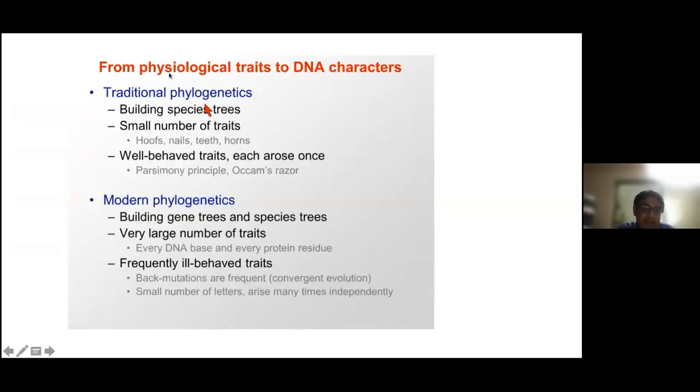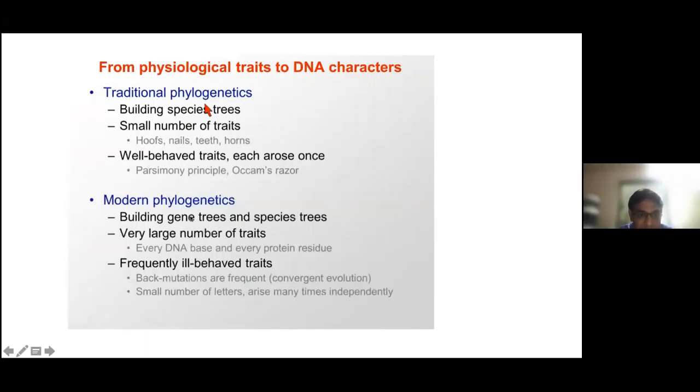So as I said, we can create the phylogenetic tree based on physiological traits and using molecular traits. In traditional phylogenetics, you can use the species tree based on different phenotypic characteristics and a small number of traits, like hooves, snails, teeth, and horns. If some organisms have the same horns, you can classify them in a similar group, and then there is parsimony. We'll look at that later on. Parsimony means the minimum number of traits you require to classify or differentiate the organisms.